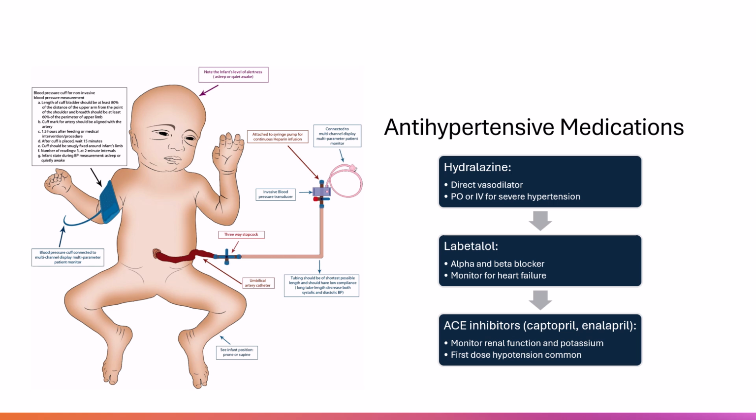ACE inhibitors like captopril and enalapril are used for chronic management. The key point to remember is that first-dose hypotension is common, so start with lower doses and monitor blood pressure closely. You'll also need to watch renal function and potassium levels, as these drugs can cause hyperkalemia. These medications appear less frequently on the exam than inotropes, but are still important to understand.